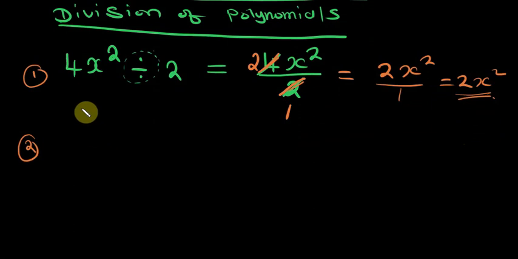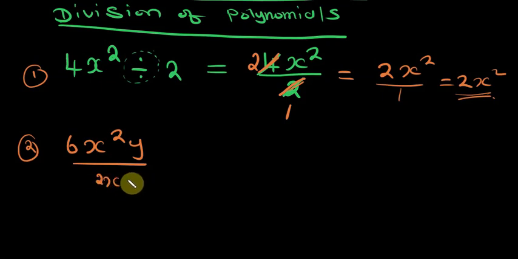So example 2 would be, let's say we had a monomial 6x squared y divided by 2x y. So what will be the answer? Try doing this one and tell us the answer, or compare the answer with what we'll get.